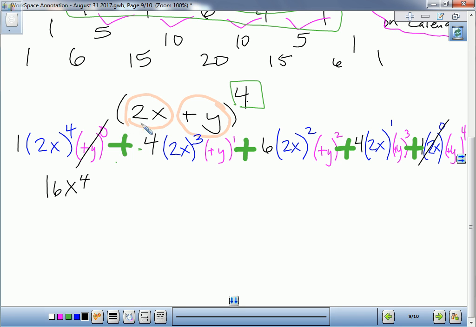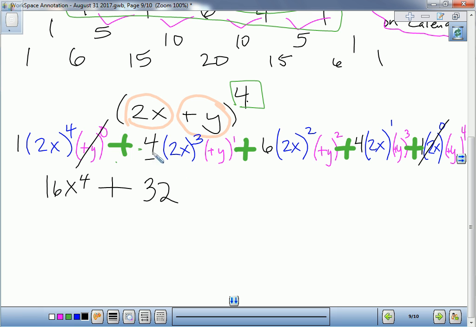So, when I take this binomial and expand it to the 4th power, the first term is 16x to the 4th, plus, let's do the next term. On your calculators, you could do 4 times 2 to the third. And 2 to the third is 8. And 8 times 4 is, not a trick question, 32.